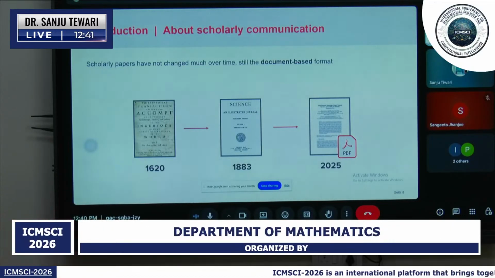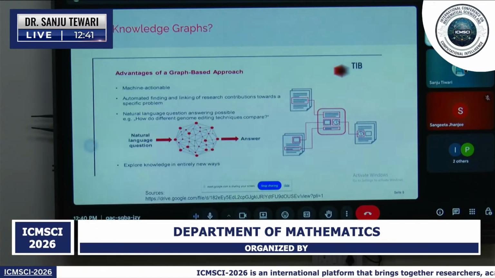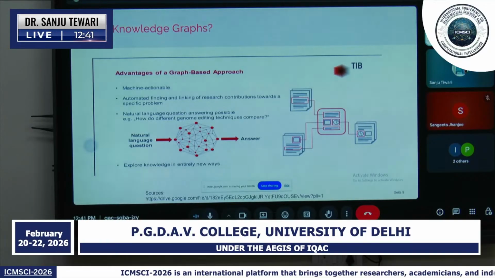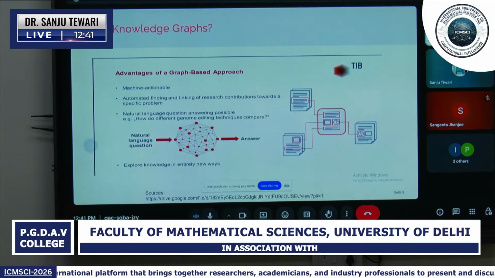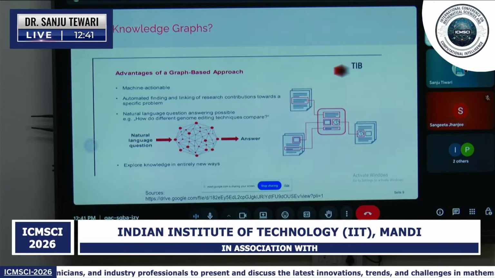I will show you how. So this is a graph based approach to make machine actionable the finding and linking of research contributions based on a specific problem, and we can do natural language query answering also.